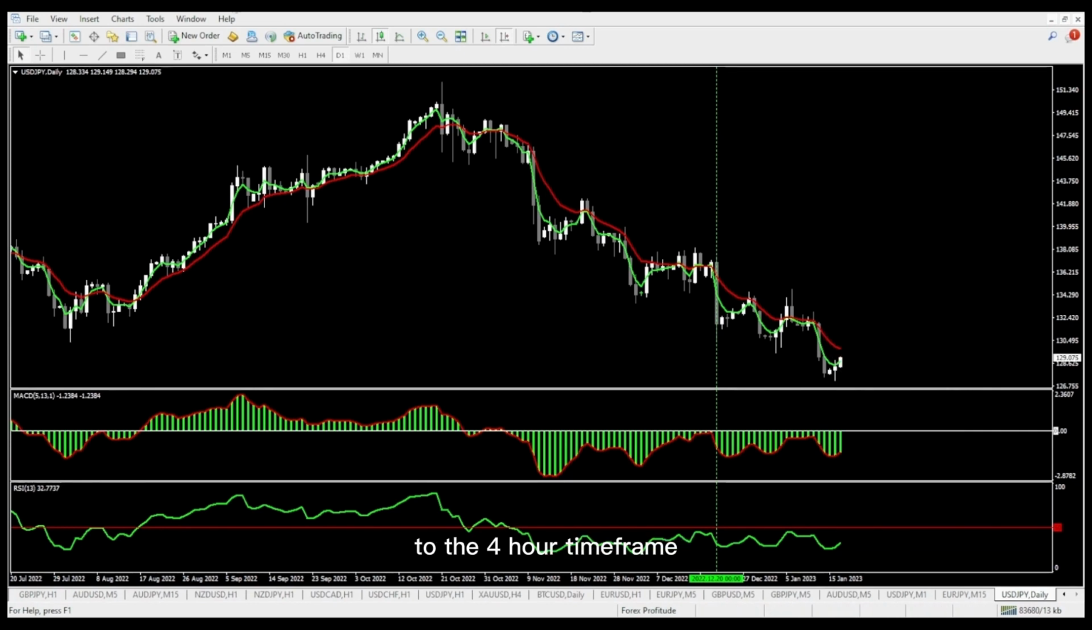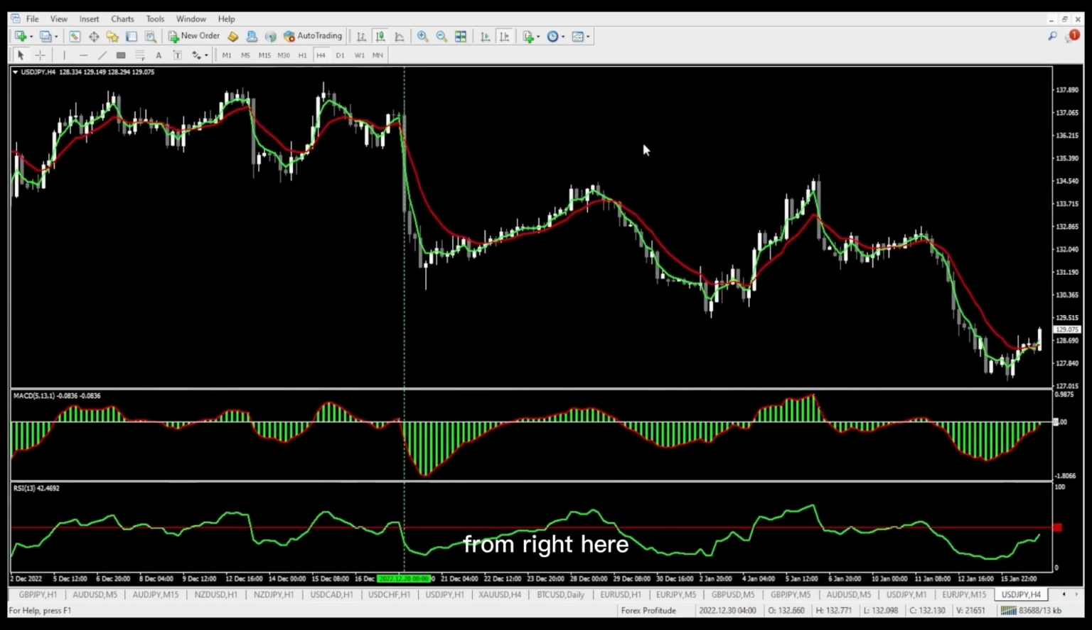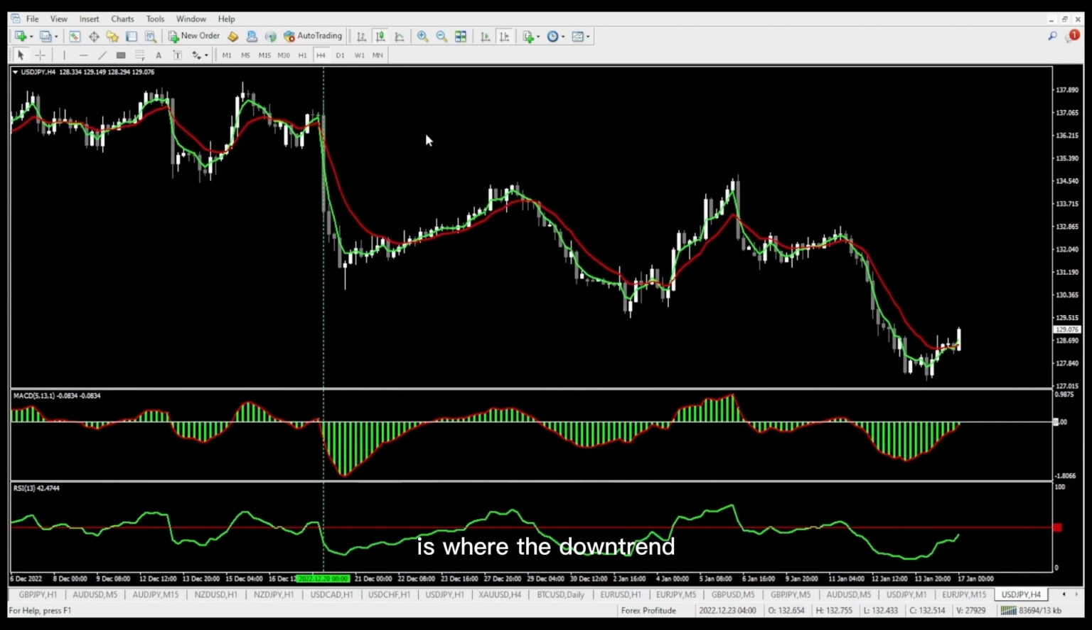So now I'm going to go back to the 4-hour time frame. This is the time frame that we are trading. And we can see from right here, this line on the chart is where the downtrend started on that higher time frame. So from here, I want to only be looking for short trades. And those short trades are going to move much better than the long trades.